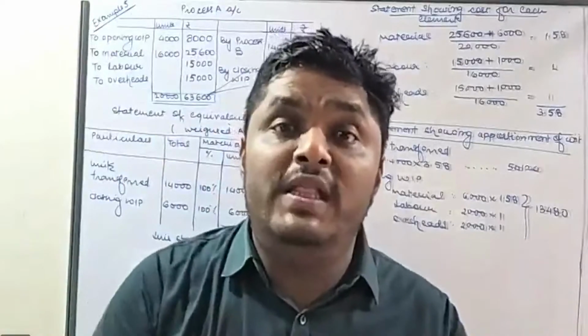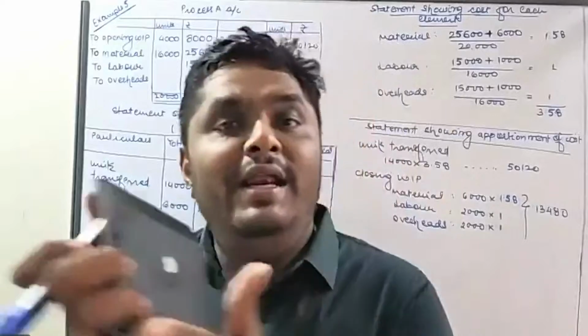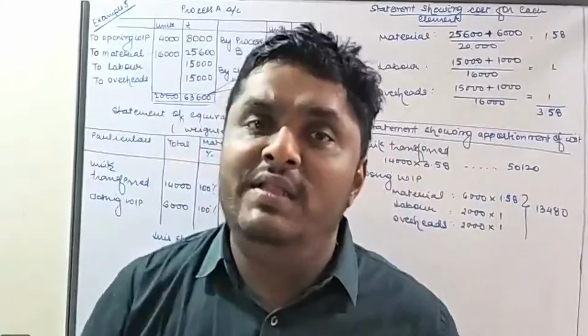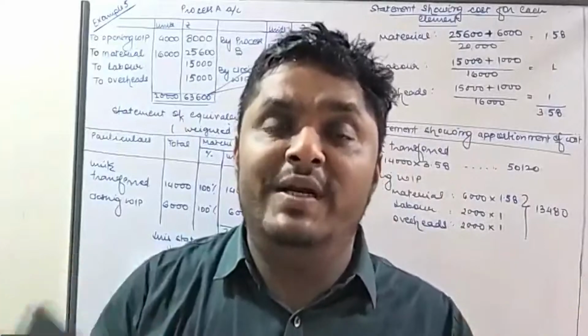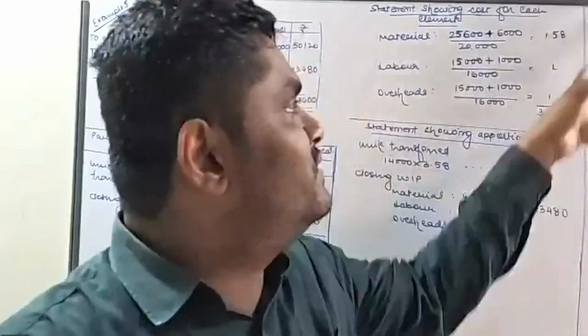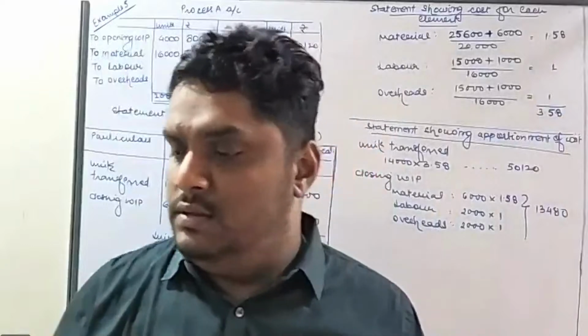In the FIFO method, we took cost separately for opening work in progress and for the cost that is incurred during the year. But when talking about the weighted average method, the name itself says weighted average. So we take the weighted average cost per unit and accordingly we calculate or distribute the total cost.